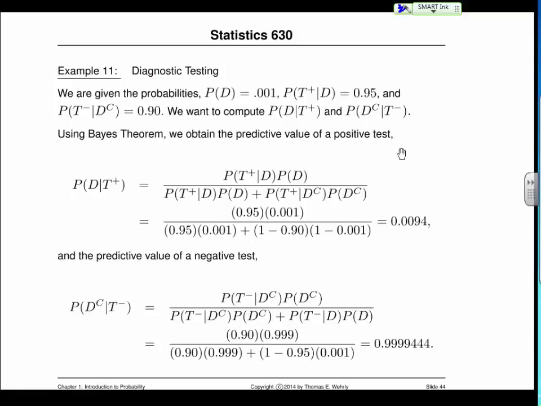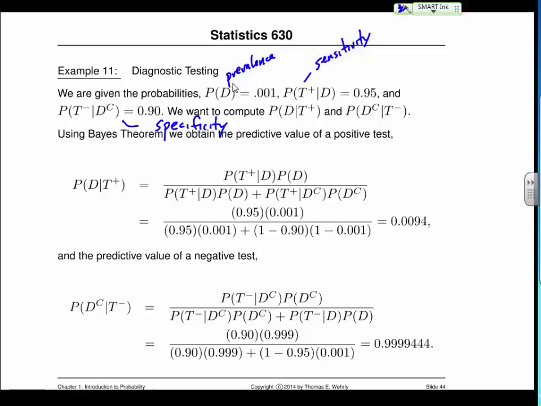Well, let's go to our example on diagnostic testing. And so we're given these probabilities, which in the language of diagnostic testing, this is the prevalence and sensitivity of the test and the specificity of the test. So these are typically the prevalence can be attributed to just the nature of the disease and the risk group of individuals that you're looking at.